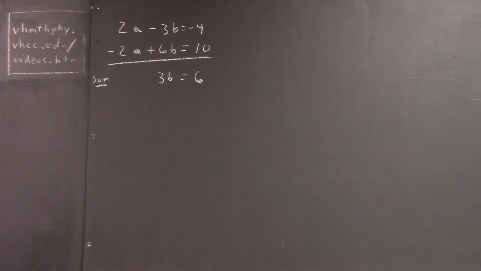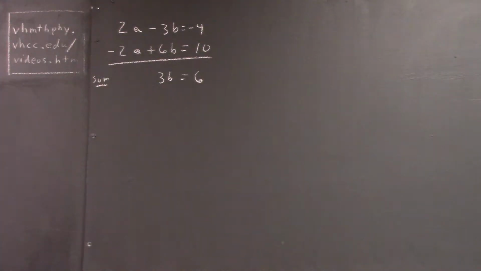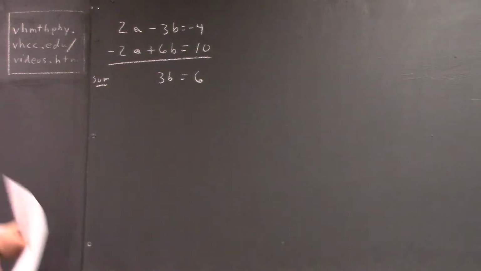Okay? So conveniently, we didn't have to do much of anything to eliminate A except just add the equations, right? Okay? Then what? Divide both sides of the equation by 3. And we're going to write down every step of everything we do.